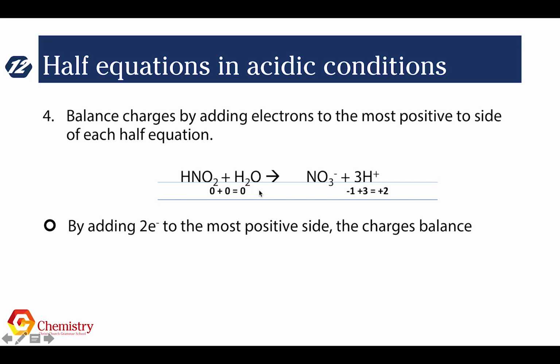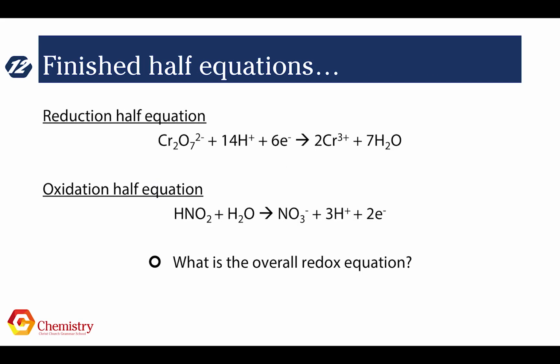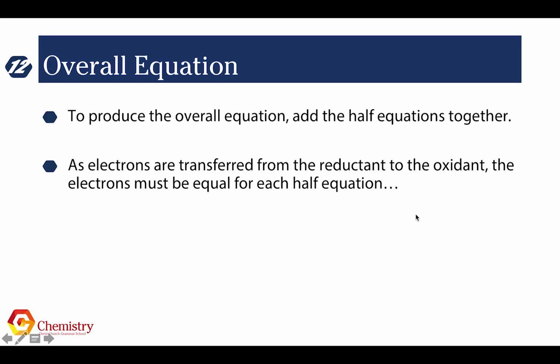This is how I've calculated the charge: -2 plus 14, so there's plus 12 on this side, and on this side, 2 lots of plus 3, that's 6. If I add 6 electrons to the most positive side, then I'm going to end up with the correct charges on each side, which are plus 6. I do likewise for the other one. There's no charge on this side, and on this side there's plus 2. If I add 2 electrons on this side, this side also equals 0 and the charges balance. So these are the final half equations. Cr2O7 2- plus 14H+ plus 6 electrons gives you 2 chromium 3+ plus 7 waters, and the oxidation half equation: HNO2 plus H2O gives the nitrate ion plus 3H+ plus 2 electrons.